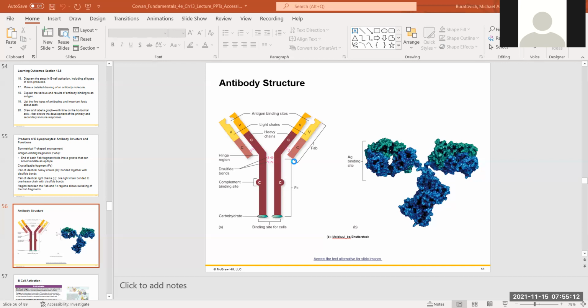That's where you answer. IgM. Then it undergoes isotype switching to either make IgG, IgA, or IgE.